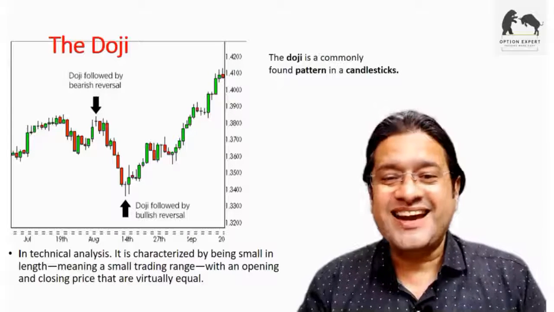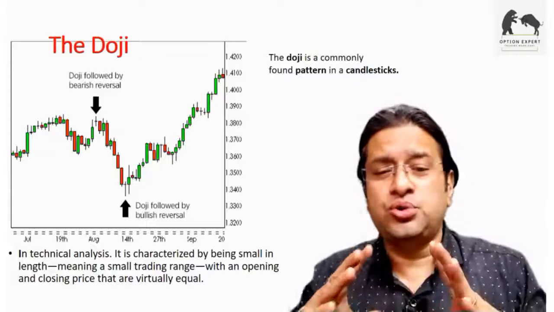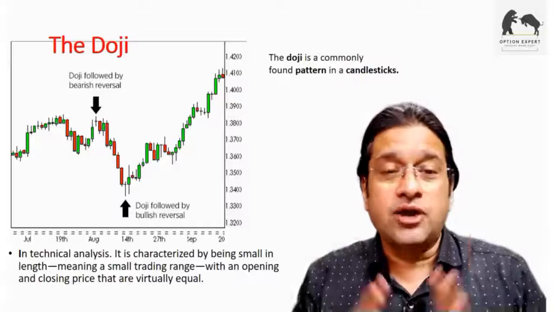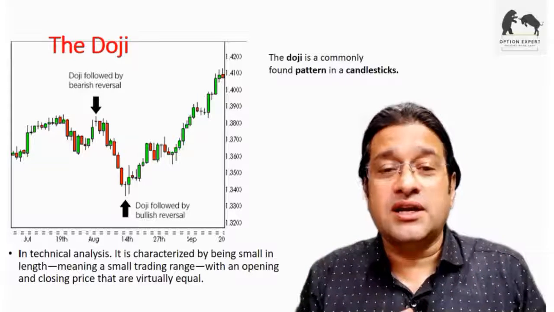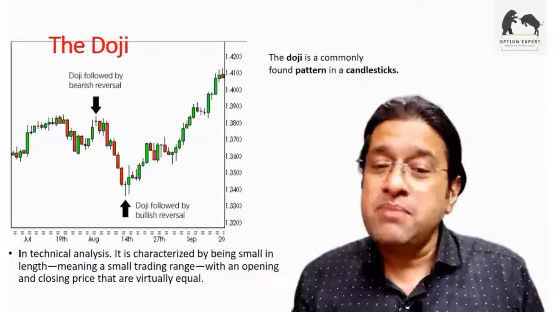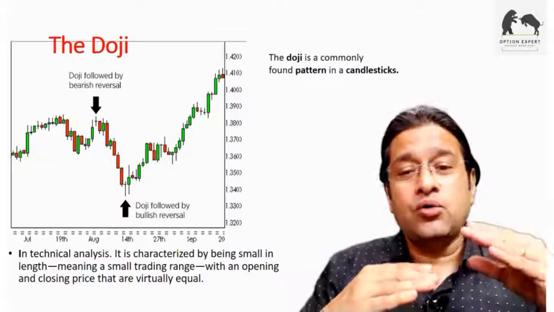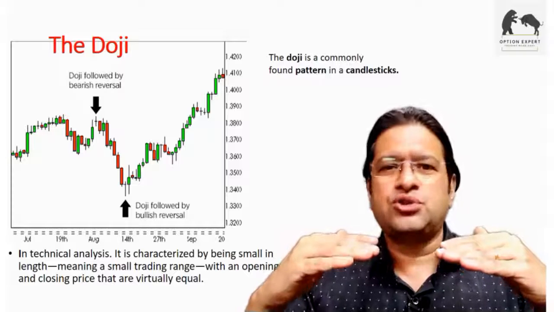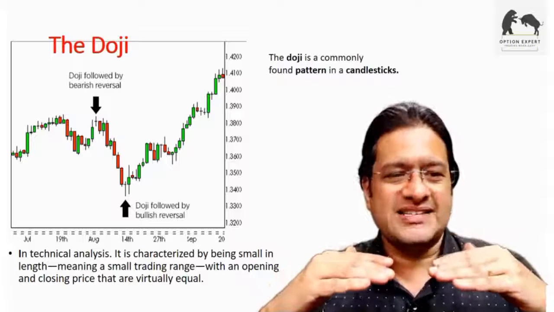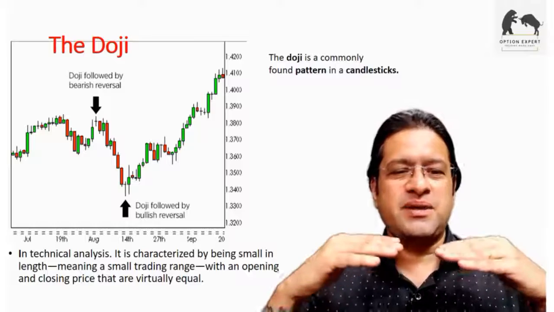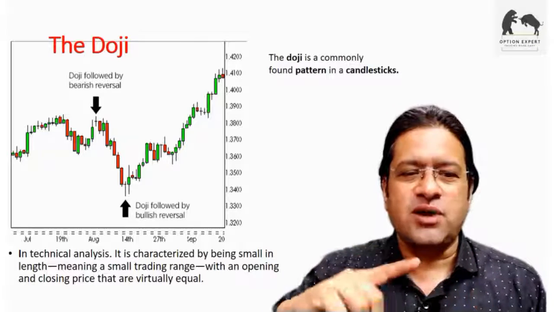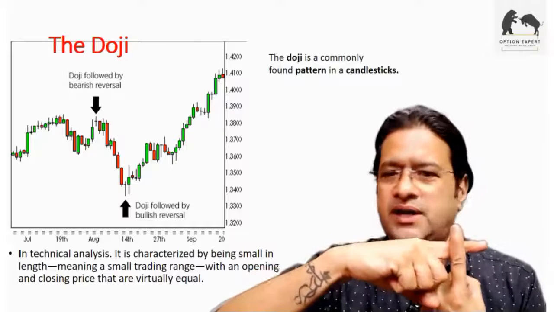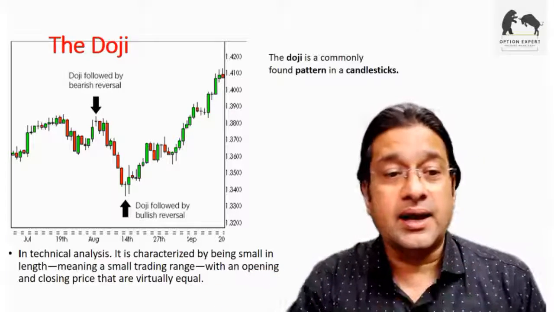Moving on, let's try and understand doji. Now, as I told you, dojis happen often, anywhere in the rally. It only says neither the bulls are in control nor the bears are in control. What do you mean by that? When the open and close price are very close. The doji is a commonly found pattern in candlestick technical analysis, characterized by a small length, which means a small trading range with the open and close price virtually equal. It can be a red or green candle, any candle.